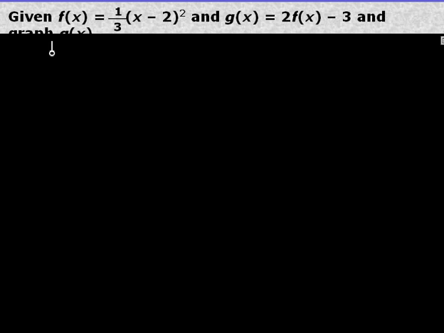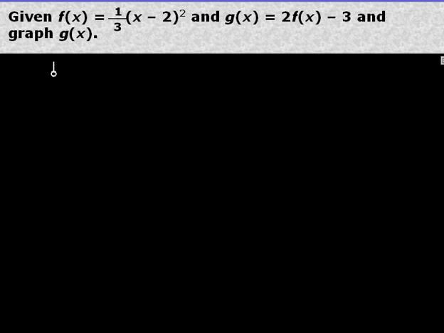All right, now we're going to try and graph. So here's the function equation, f of x equals 1/3 (x minus 2) squared, and the transformation is g of x equals 2f of x minus 3. So how are we going to do this? There's a lot going on here. Well, one way to do it is by using the intercepts.